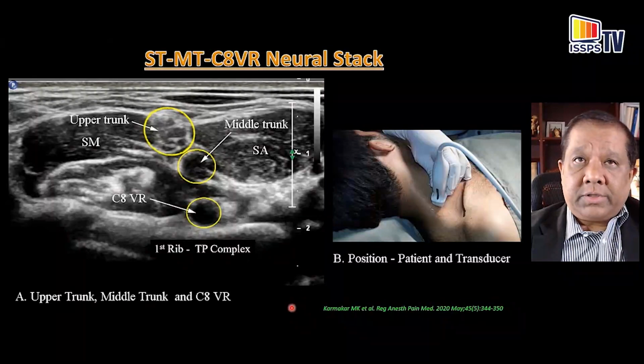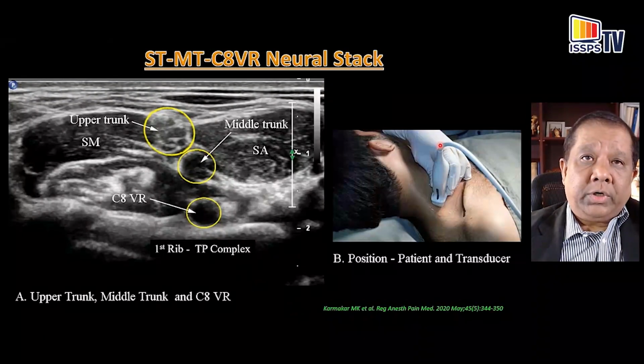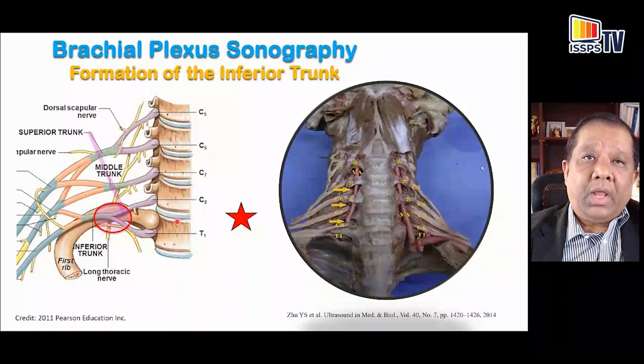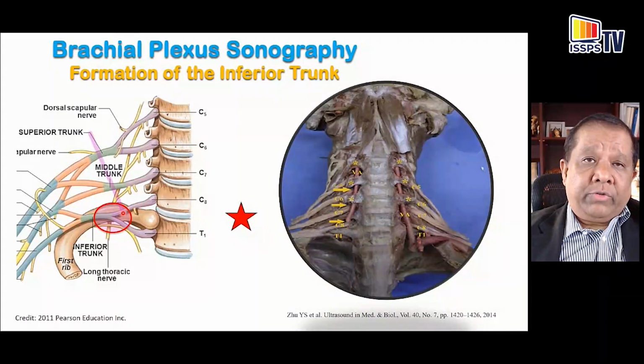Once you have identified the neural stack formed by the superior trunk, the middle trunk, and the C8 ventral ramus, we will now try to identify the formation of the inferior trunk, i.e. the fusion of the C8 with the T1. As we know, the C8 ventral ramus lies on top of the T1 transverse process and the first rib complex. The T1 comes from underneath the first rib and fuses with the C8 ventral ramus on top of the first rib further down. So when you perform a scan, as I showed you with the neural stack, you are visualizing the superior trunk, the middle trunk, and the C8 on top of this bony complex.